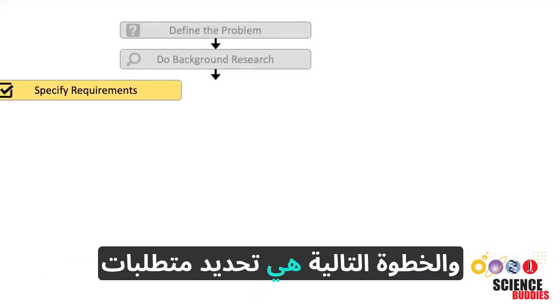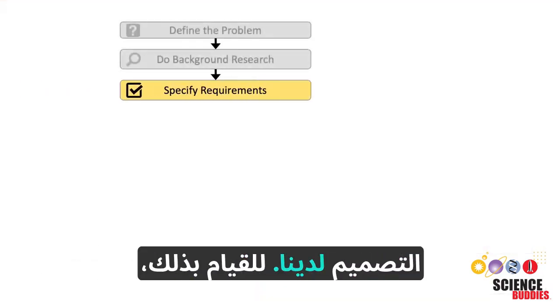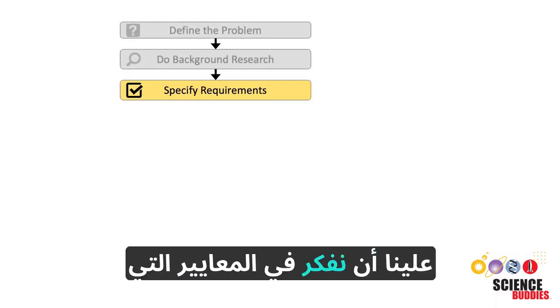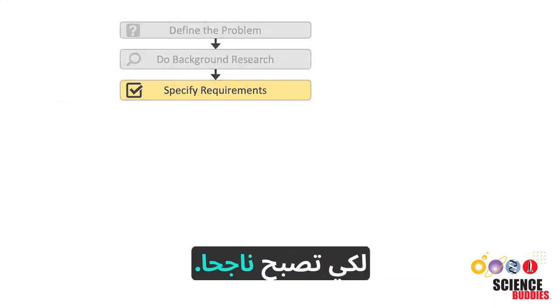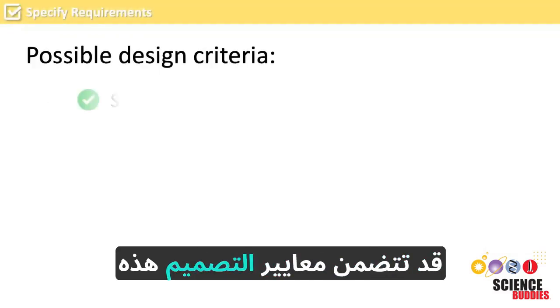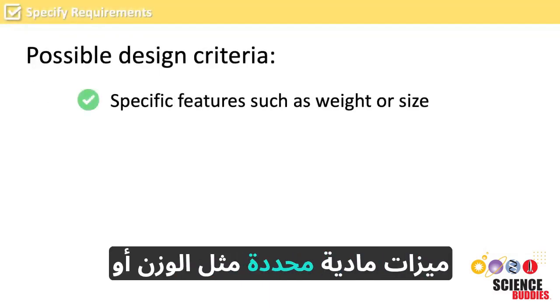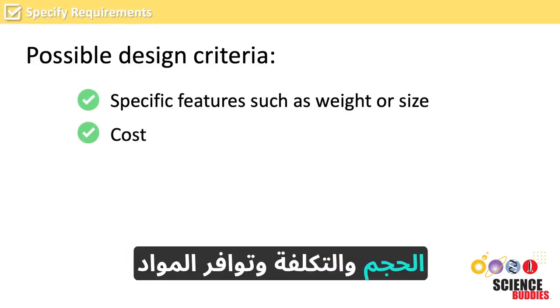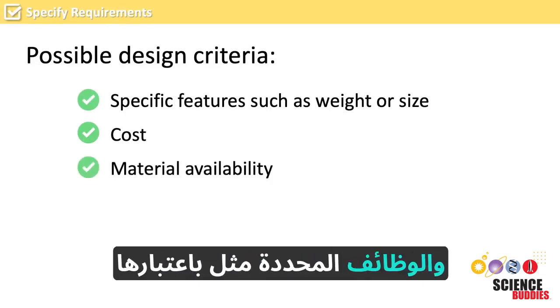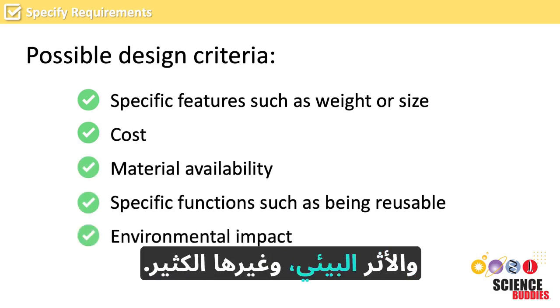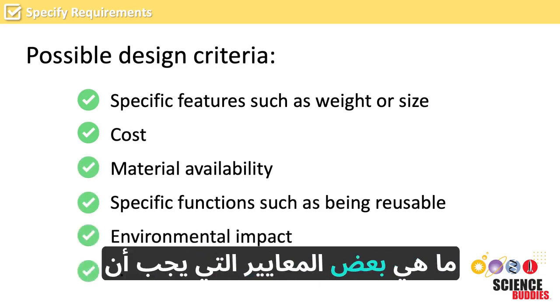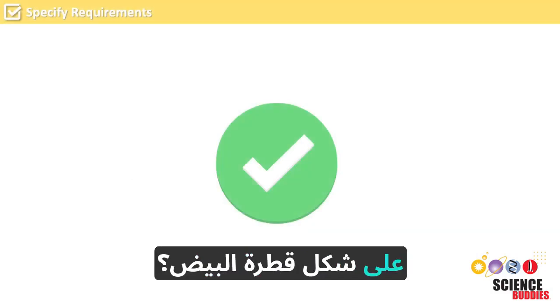The next step is to specify the requirements for our design. To do that, we need to think about what criteria our design must meet in order to be successful. Such design criteria might include specific physical features such as weight or size, cost, material availability, specific functions such as being reusable, environmental impact, and many more. What are some criteria that our egg drop lander needs to meet?